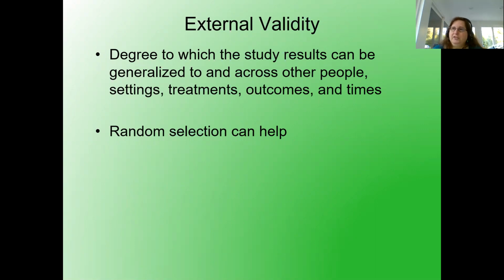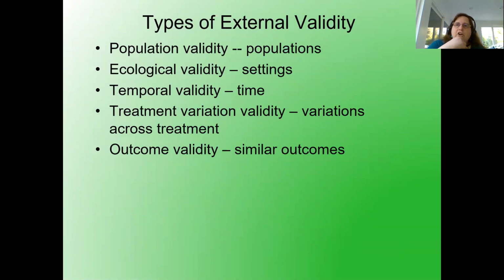Notice the difference, right? Internal, within the experiment, causation. External, outside, trying to go outside, trying to generalize, and random selection can help. So random assignment for internal, random selection for external. Okay, so let's talk about some types of external validity.